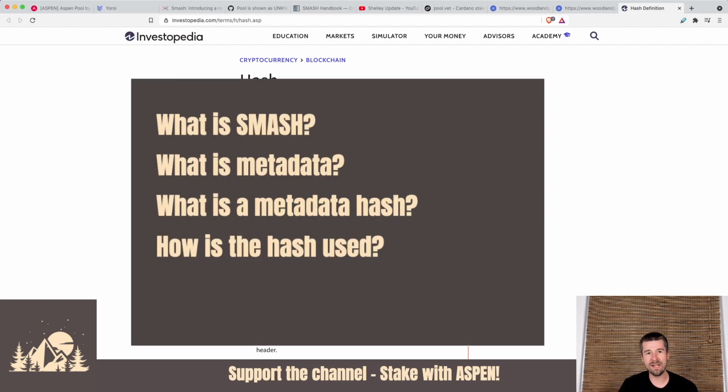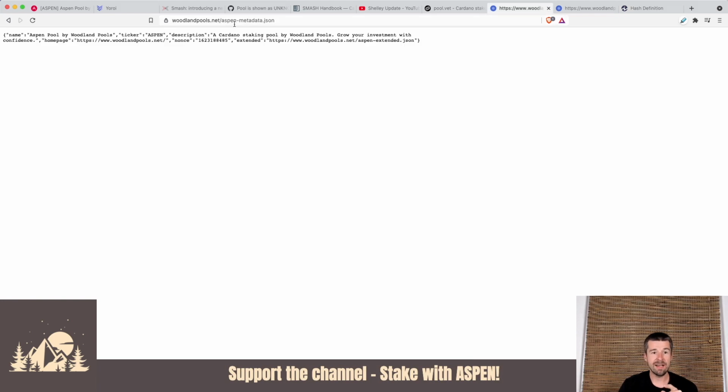So that's where our metadata hash comes in. When you first register your pool, you provide an endpoint for your metadata.json. You'll get a metadata hash that's created and is stored on the blockchain as part of the registration of the pool. And at any given time, the Smash server should be able to validate that the metadata hash currently being generated by your JSON file matches the metadata hash that was used when you published your pool.